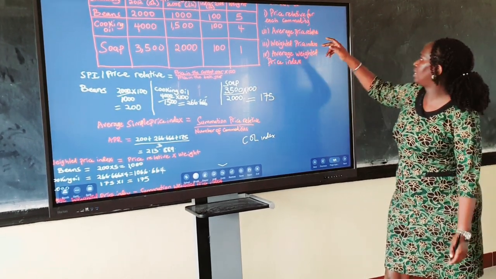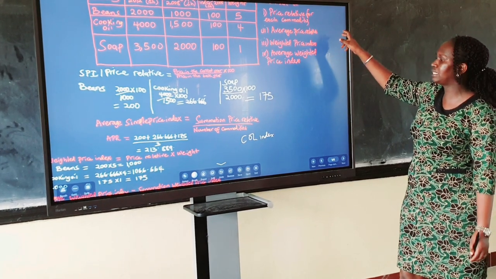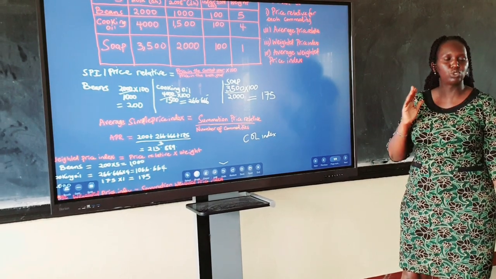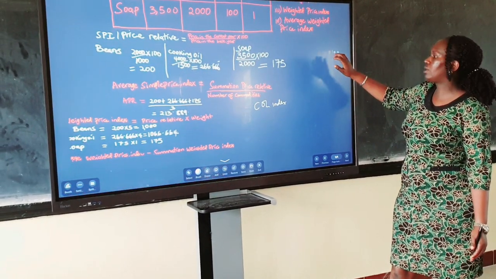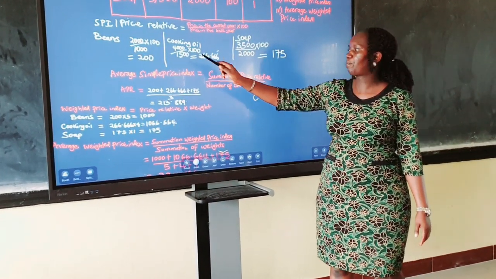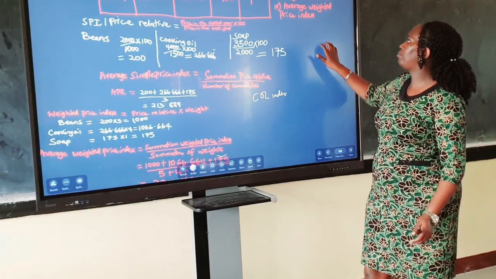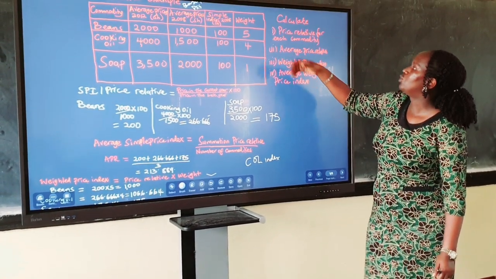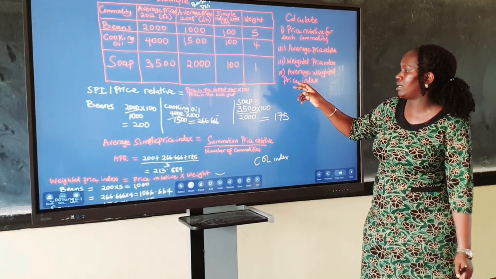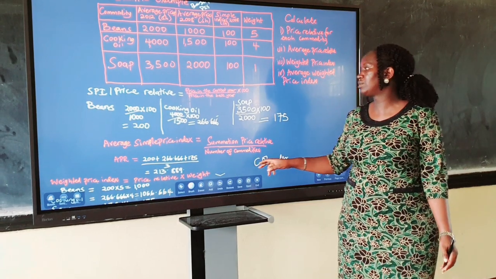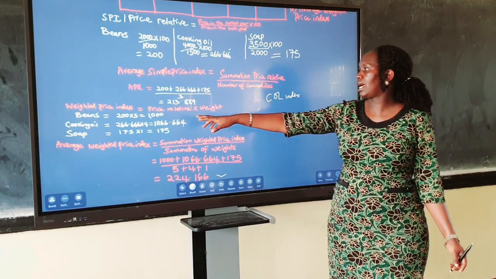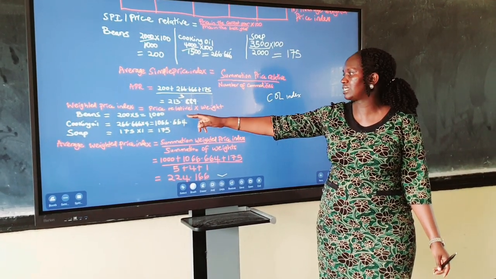So continuing with our next question, we want to calculate the weighted price index. Recall that we've said once these figures are right, the rest will be all right as long as you know the formulas. So our weighted price index is price relative times weight. The price relative is 200. You pick the weight from the table. Recall that here we have beans 5, cooking oil 4, soap 1. So when you're picking price relative times the weight, you pick what you calculated and go back to the table. That's how we get 200 times 5, which gives us 1,000.